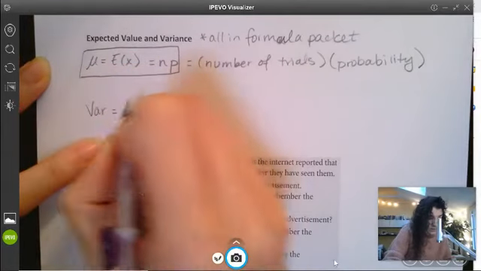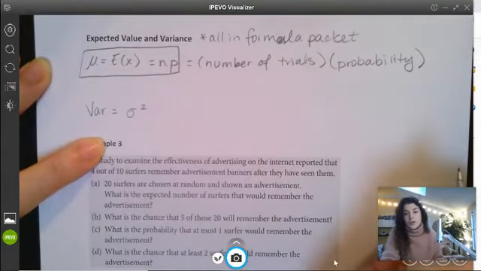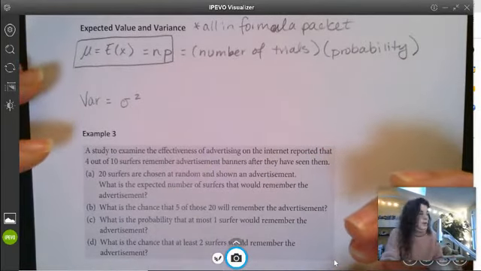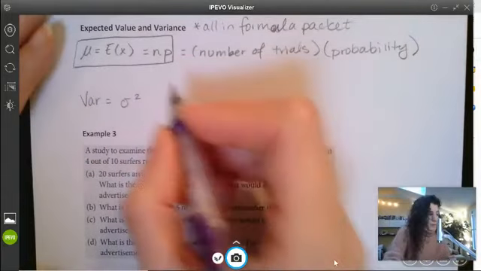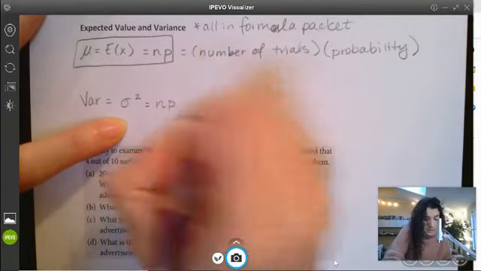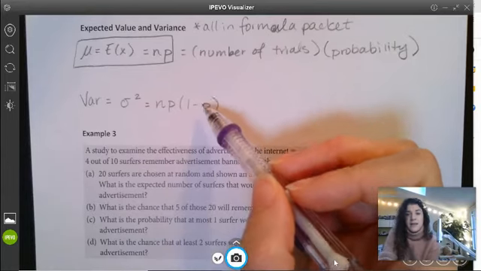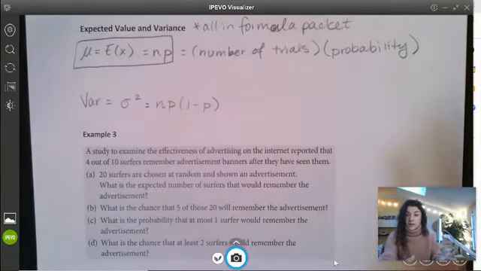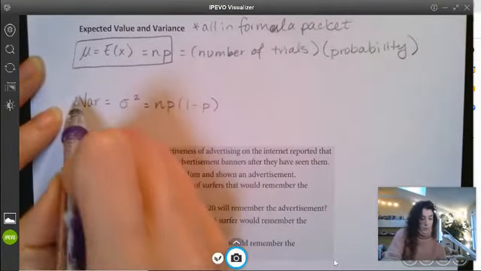Variance is slightly different. Remember that it's your standard deviation squared. Most of the time in these later examples, we're asking for standard deviation. So you just find your variance and then square root it. Variance is equal to your number of trials times the probability of that occurring times the probability of that not occurring. Your textbook labels it as q, but your formula packet does 1 minus p, and your textbook says that q is 1 minus p. I just think it's confusing, so we'll stick with what your formula packet says. 1 minus p is the probability of that thing not occurring, and that's how you find the variance. To find the standard deviation, you square root it.